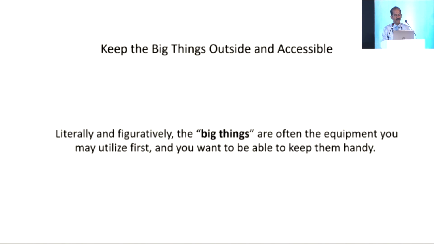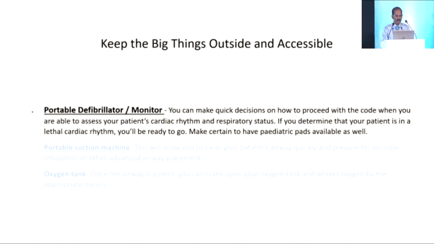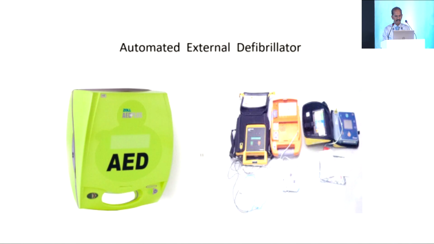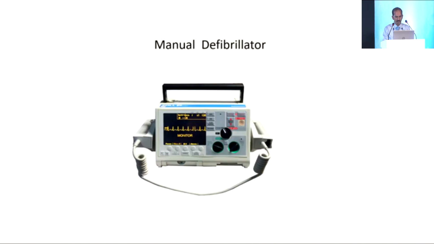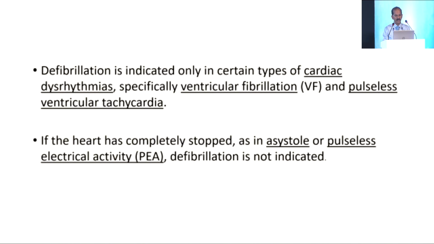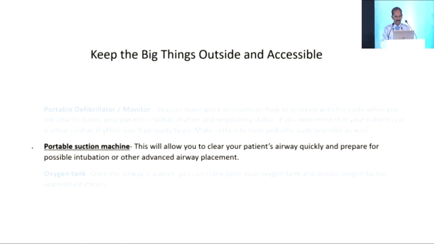So literally and figuratively, the bigger things are often the equipment you may utilize first, and you want to be able to keep them handy, so they are all kept outside. The first one is a portable defibrillator. There are two types of defibrillator. One is automated, the other one is manual. In an automated one, all you need to do is activate it and apply the pads. The pads will analyze the heart rhythm and will prompt whether you need to give the shock or not. With a manual defibrillator, the problem is you need to have knowledge of what the patient is undergoing, whether to give a shock or not, and then proceed. So it's always better to go with an AED.